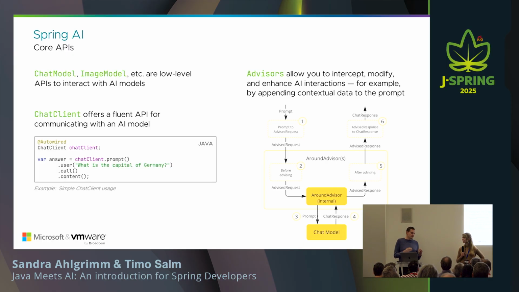The high abstraction is called the chat client, and that's really a fluent API. So you may know that from the Spring world with builders, where you have this builder and add all the configurations step by step. That's also something we used here for the chat client.